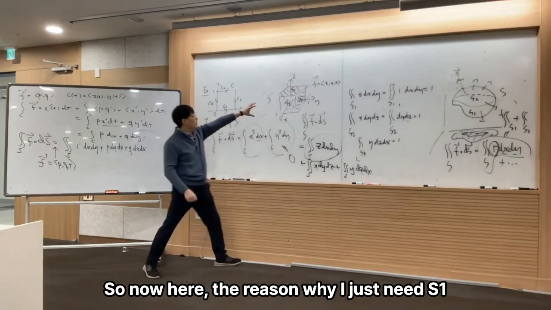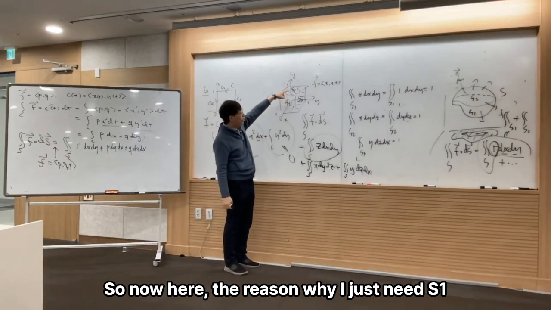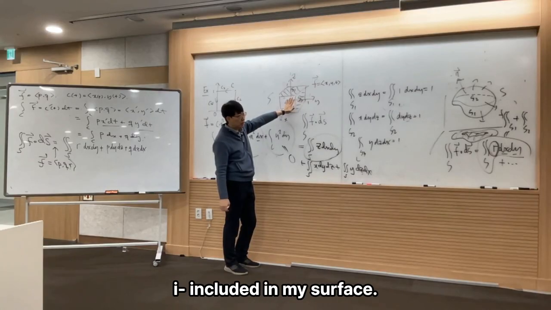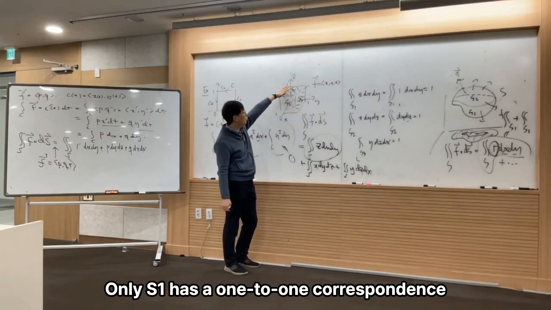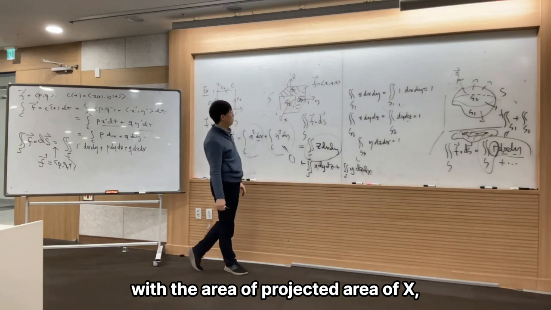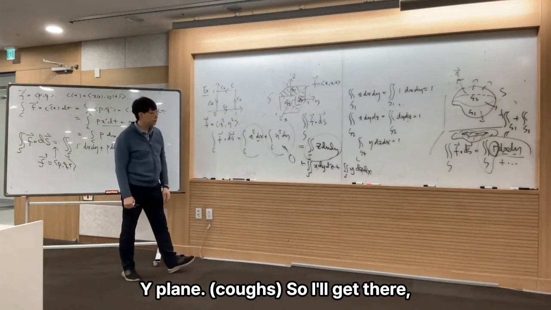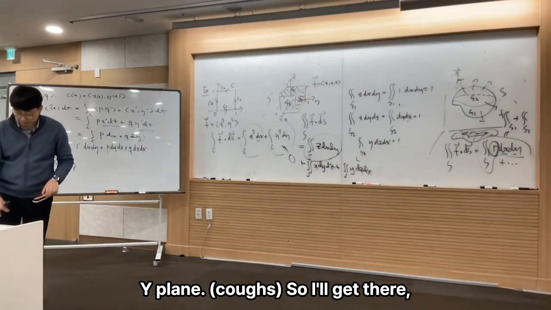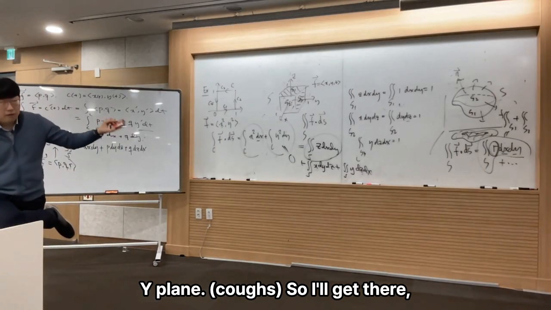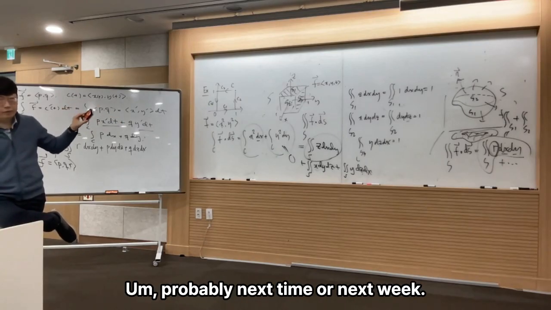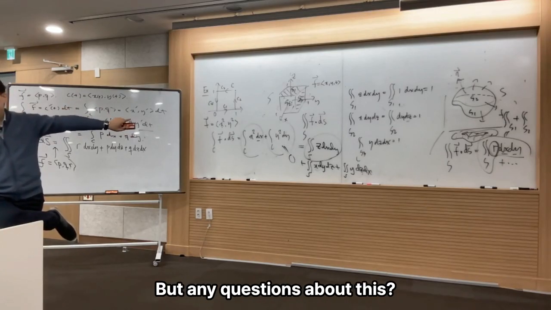Now here, the reason I just need S1 is because I don't have the bottom part included in my surface. Only S1 has 1-to-1 correspondence with the projected area on the xy plane. I'll get here again when I explain Stokes theorem later, probably next time or next week. But any questions about this?